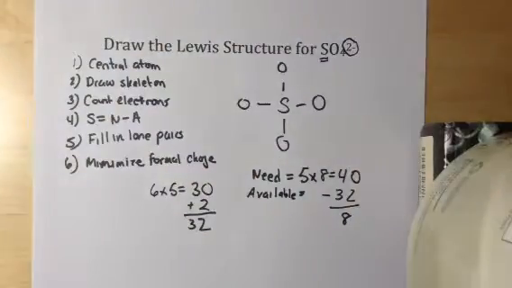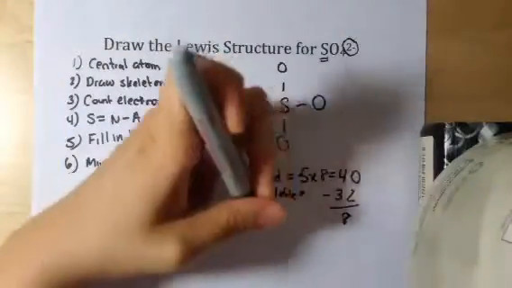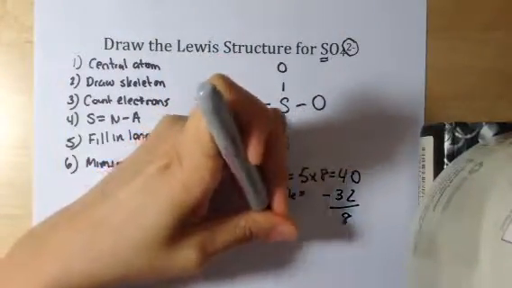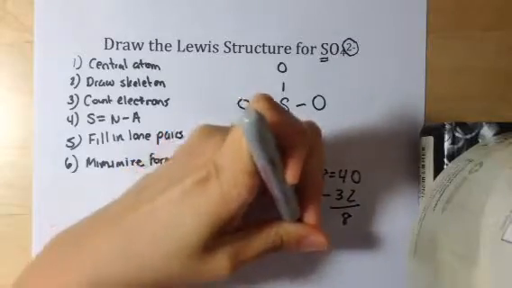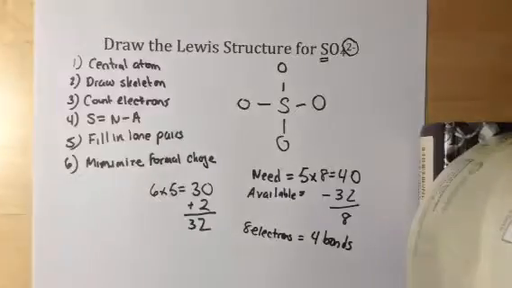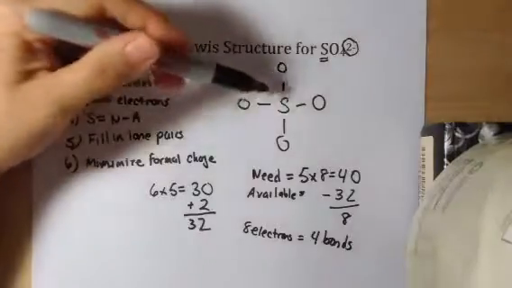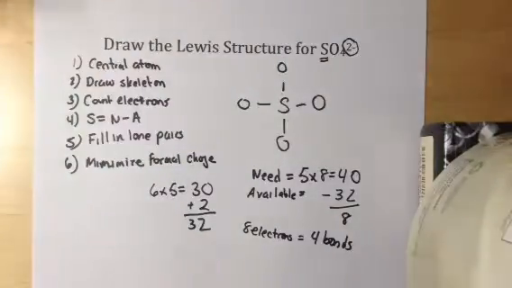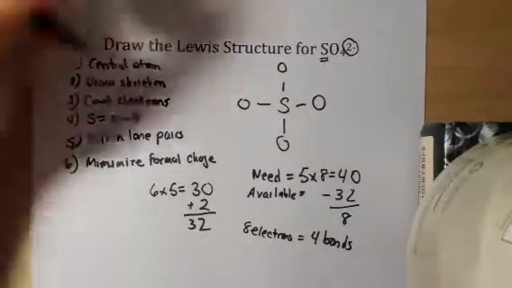And because each bond is made up of 2 electrons, 8 electrons is 4 bonds. So according to shared equals need minus available, this molecule is going to have 4 shared bonds. And we see that here in the skeleton. 1, 2, 3, 4.